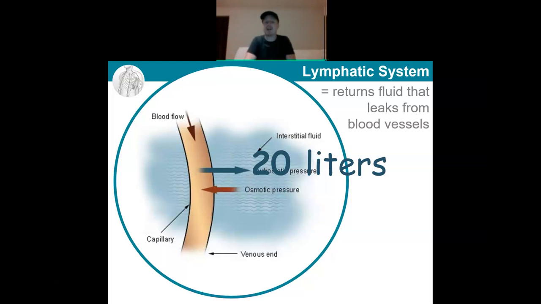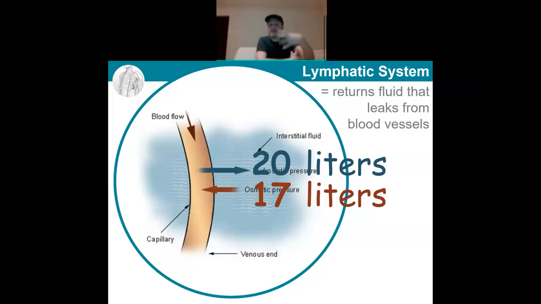20 liters is quite a lot. I can't do the conversion in my head to the imperial scale, but that's a lot in a single day. That's because of the hydrostatic pressure. However, osmotic pressure recovers 17 liters of that back to the blood and back to the cardiovascular system.